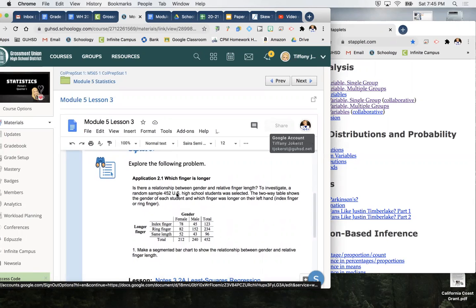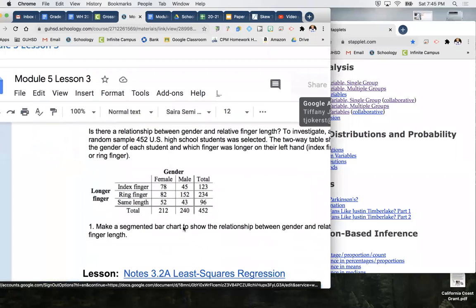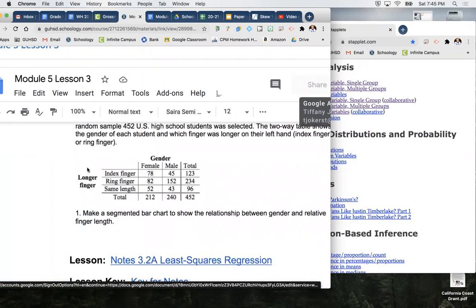It's asking, is there a relationship between gender and relative finger length? In order to investigate this, they did a survey of 452 high school students and then made a table. So I'm going to zoom in a little bit so that we can see the data. What we have going on here is, which of these is your longer finger, either the index finger or the ring finger? So on your hand, is your index finger or your ring finger the longer finger? And then they have the breakdown by male and female.